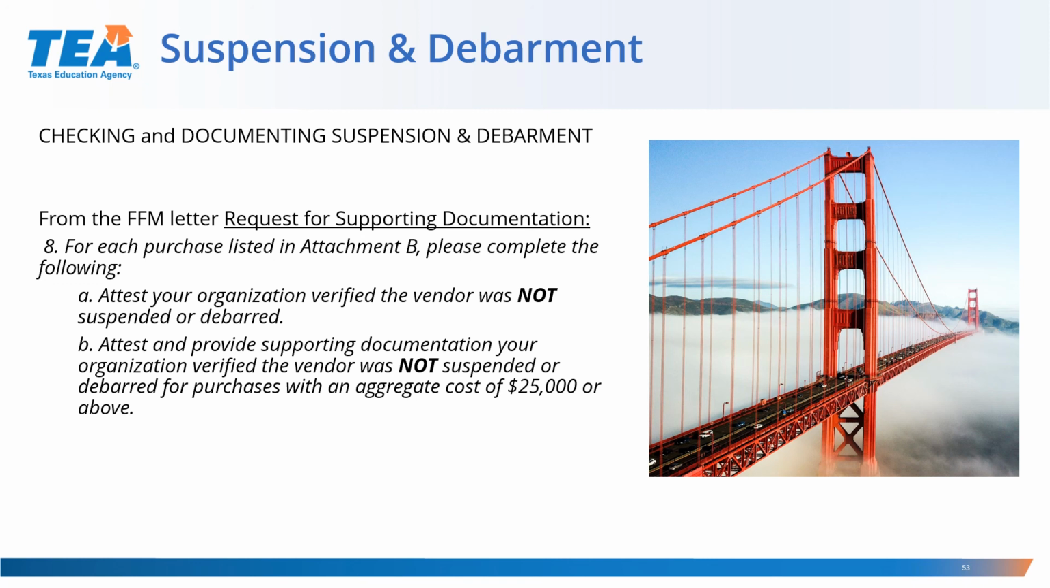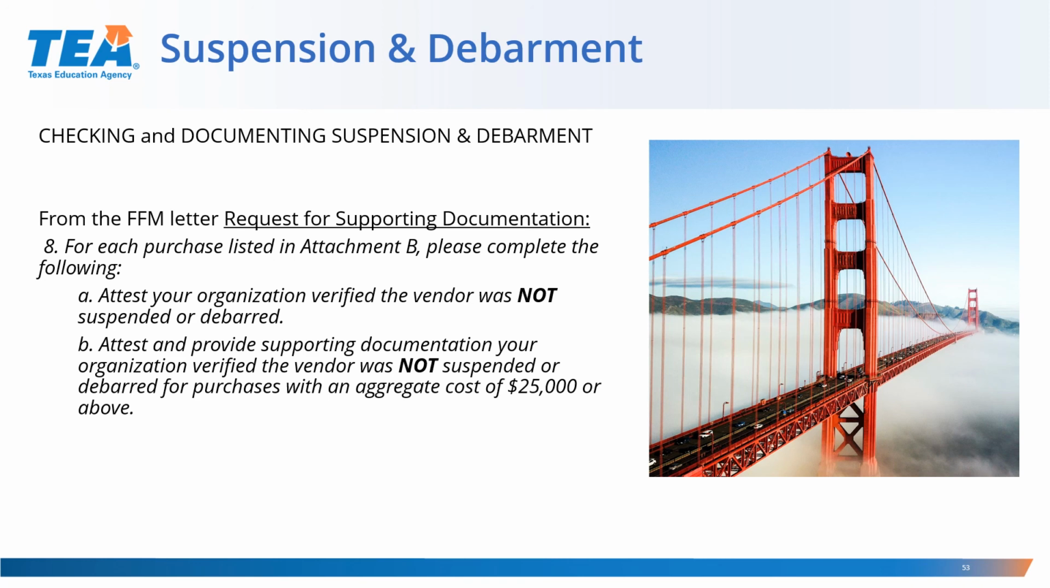For example, from the FFM letter titled Request for Supporting Documentation, there is a table, and in the table, item number 8 reads, for each purchase listed in attachment B, please complete the following. Attest your organization verified the vendor was not suspended. Attest and provide supporting documentation your organization verified the vendor was not suspended or debarred for purchases with an aggregate cost of $25,000 or above. So the difference between 8A and 8B here is the $25,000 purchase amount.